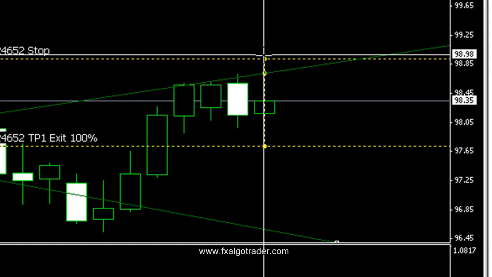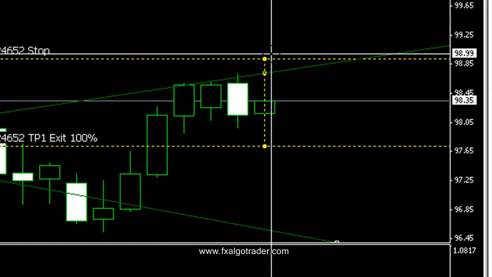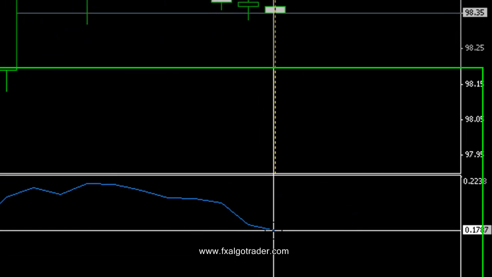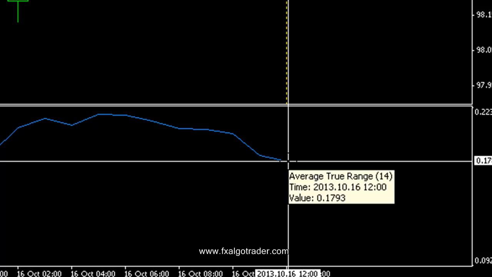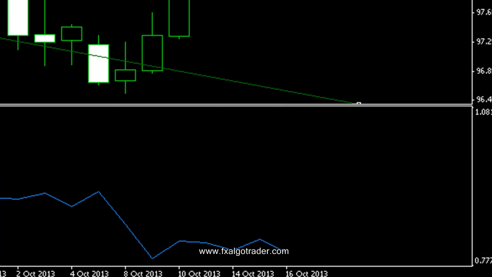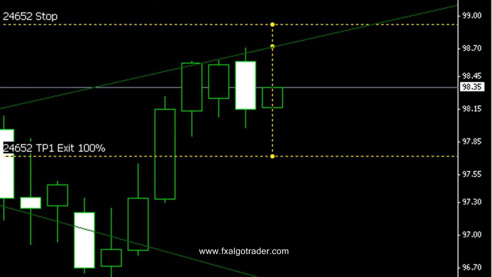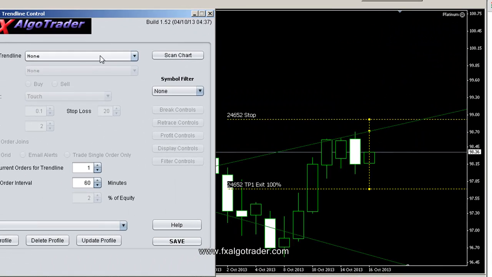On the other hand, if you're a shorter term trader and you think this trend line will be tested for a couple of hours, then you could look at the hourly chart and read off the ATR level from the hourly chart, which is much lower. It's only 17 pips. But as I don't like short-term trading, I'm going to increase my stop level to something a bit more realistic.